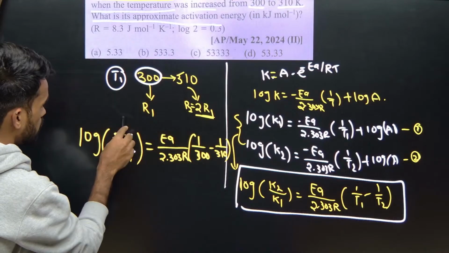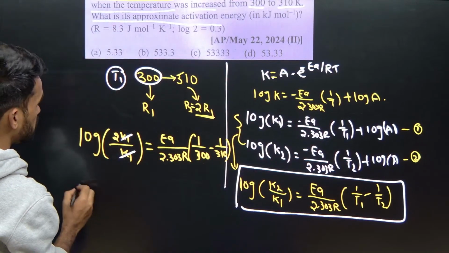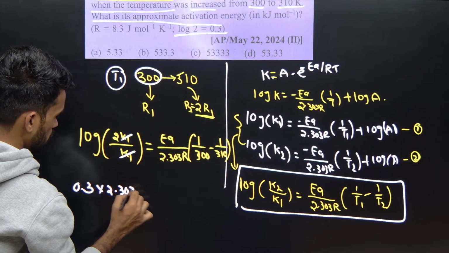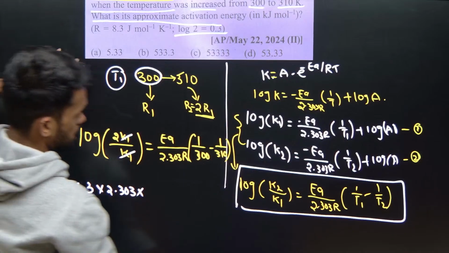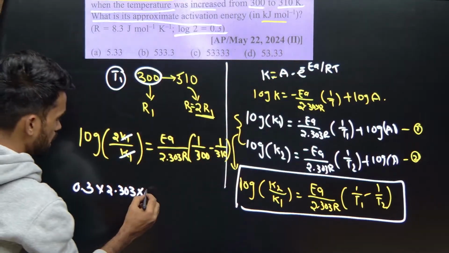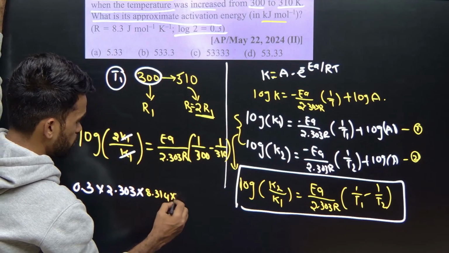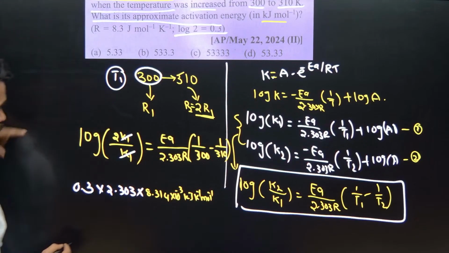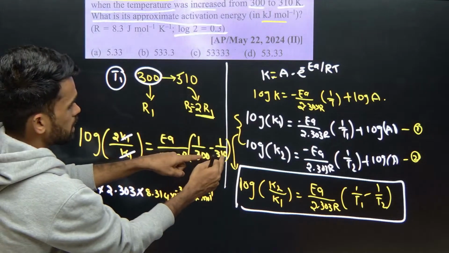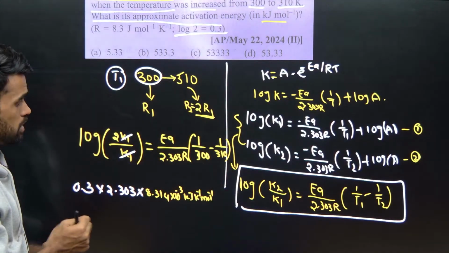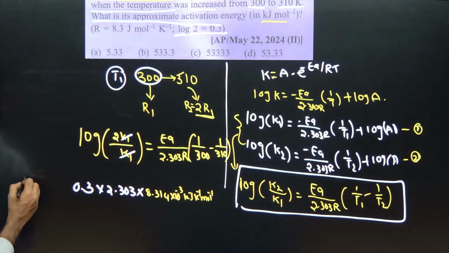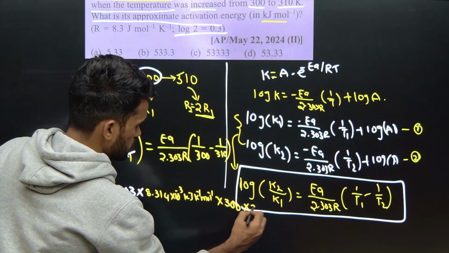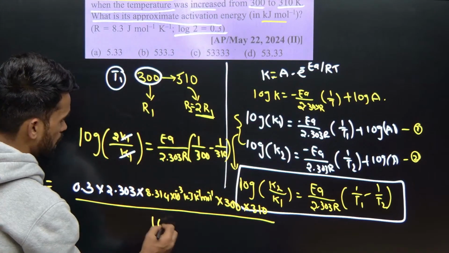Here it will be removed. So log 2 means 0.3 as per the data mentioned, and into 2.303, and what about the R value? See, they are asking our answer in terms of kilojoules. So you can take 8.314 into 10 power minus 3 kilojoule per Kelvin per mole, which equals, you just send this here. So 310 minus 300, how much is it? 10. So Ea will be into 300 into 310 divided by 10, you will be having this, that's it.